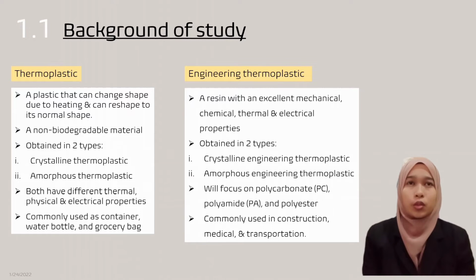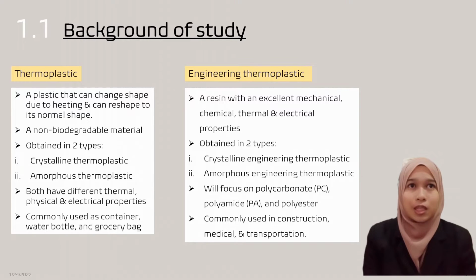Background of study. So what is thermoplastic and engineering thermoplastic? Thermoplastic is a plastic that can change shape due to heating and can be reshaped to its normal shape. It is a non-biodegradable material and can be obtained in 2 types, which are crystalline thermoplastic and amorphous thermoplastic. Both have different thermal, physical, and electrical properties. This thermoplastic is commonly used as containers, water bottles, and grocery bags.